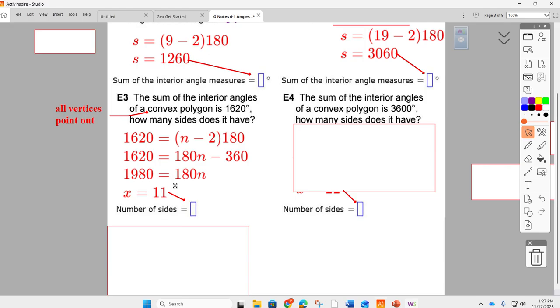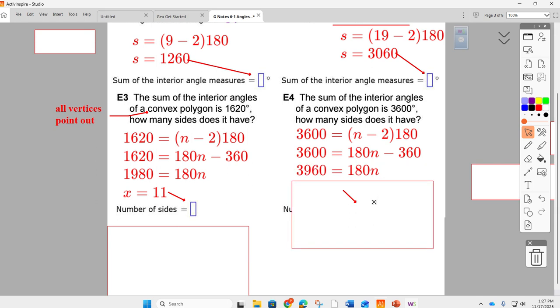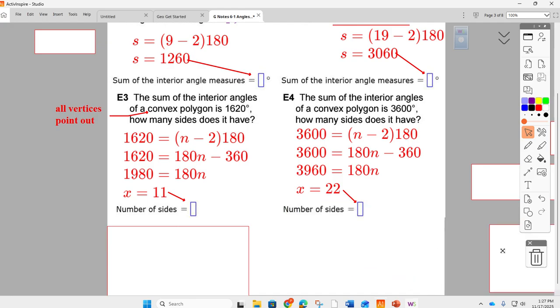All right, same thing here. How many sides does this have? Well, instead of 1620, now we plug in 3600. We're going to distribute to get rid of the parentheses. We're going to add 360 to both sides. And we're going to divide by what? 180. So now this is a 22-gon.